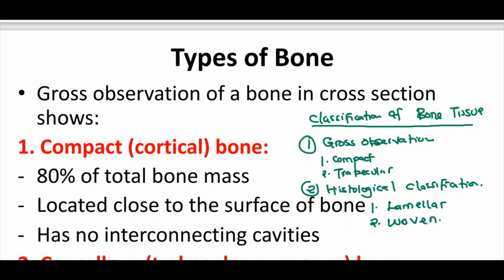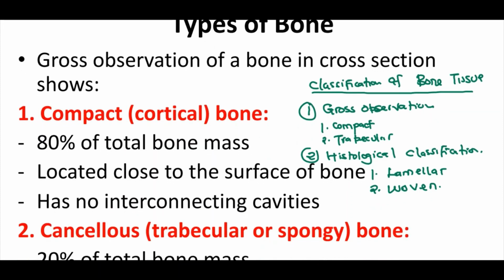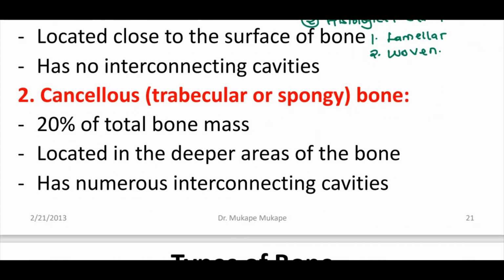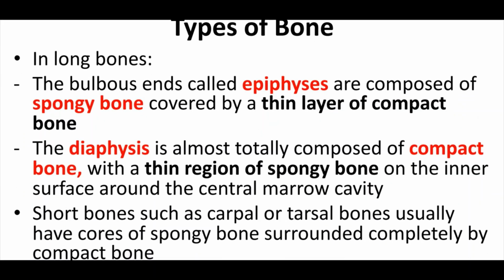We have compact bone, which is 80% of total bone mass, located closer to the surface of the bone, with no interconnecting cavities. Number 2, we've got cancellous bone, which is also called trabecular bone or spongy bone. It has 20% of total bone mass, is located in the deeper areas of the bone, and has numerous interconnecting cavities.